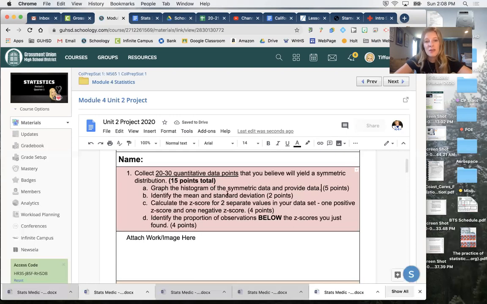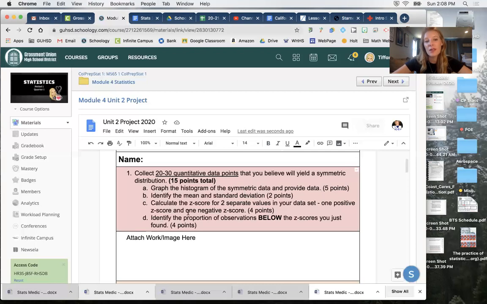You're going to identify the mean and standard deviation. The way that I would do that is I would put it into either my calculator, or I would go to the Staplet that we've been doing, and you can get mean and standard deviation once you put in all your values. In fact, for this one, I probably would use my Staplet for all of it, because it would create a beautiful histogram. It would give me my mean and standard deviation. The next ones, though, you will have to do.